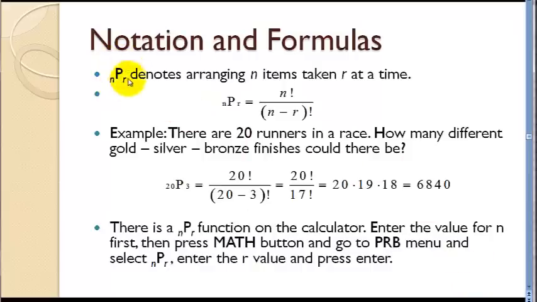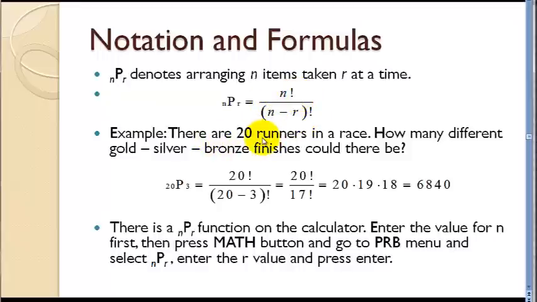So this is the notation we will use for permutations. nPr is saying how many ways can you arrange r items that are pulled or taken from n items, or another way of saying that, we're arranging n items taken r at a time. This is the terminology. This is the formula. See, it uses this factorial notation.